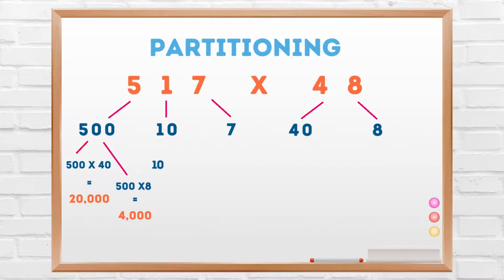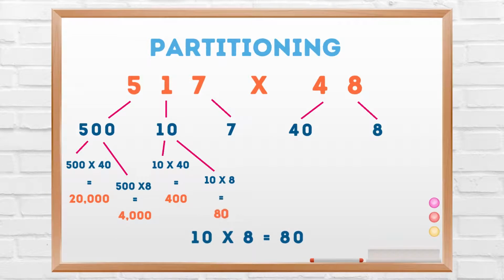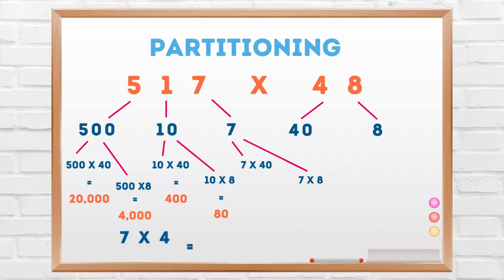Next, we will multiply 10 by 40 and by 8. 10 times 4 is 40, so 10 times 40 equals 400, and 10 times 8 is 80. Finally, we will also multiply 7 by 40 and by 8. 7 times 4 is 28, and 7 times 40 is 280, and 7 times 8 is 56.